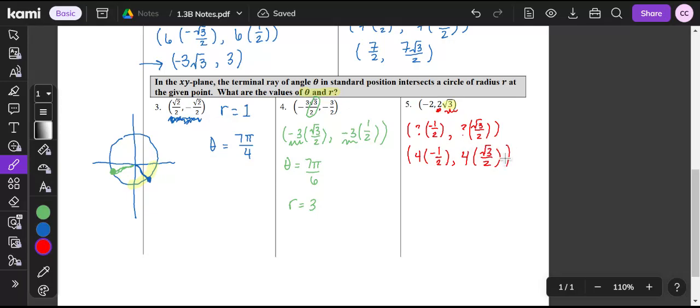Okay, so I know the radius for this one is 4. And now, once again, I'm just looking for the angle on my unit circle that matches these coordinates. So I have negative 1/2, comma, root 3 over 2. This is going to be in quadrant 2, so somewhere up here. And it's going to be that angle right there, which is 2 pi over 3.